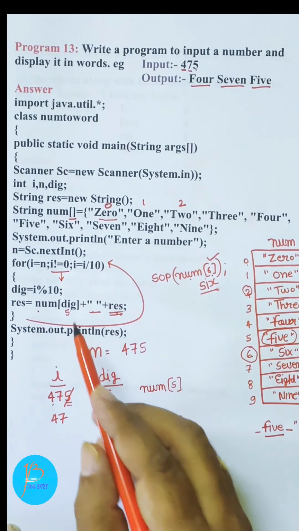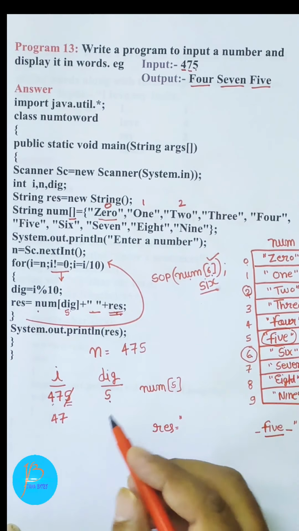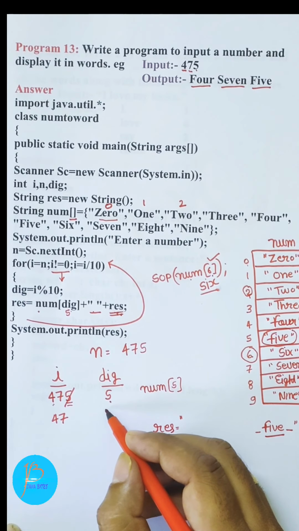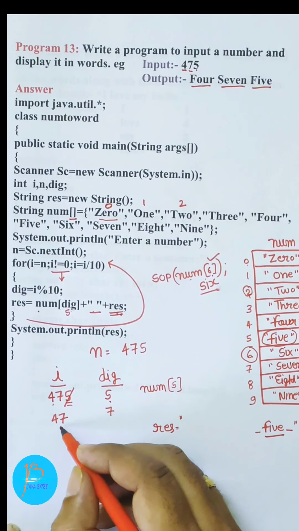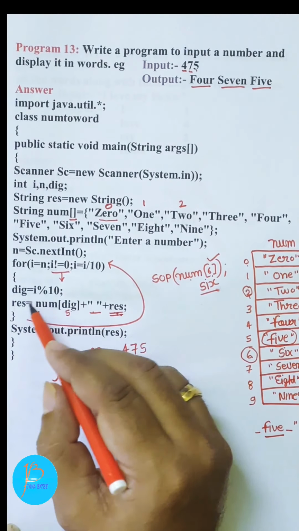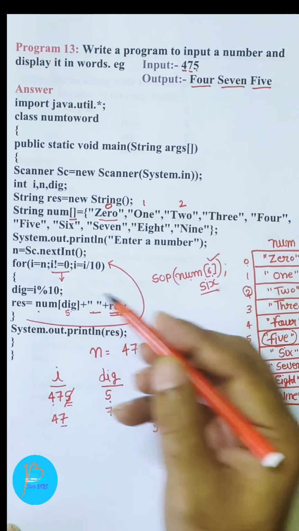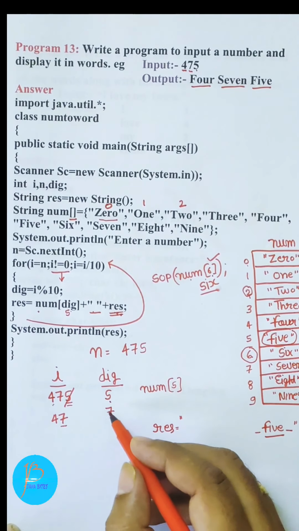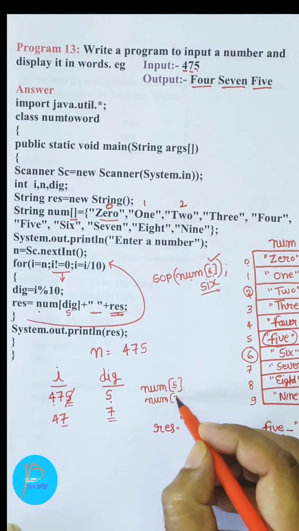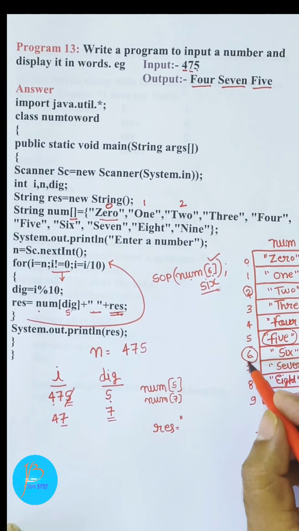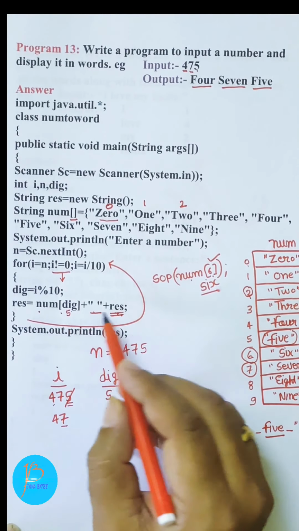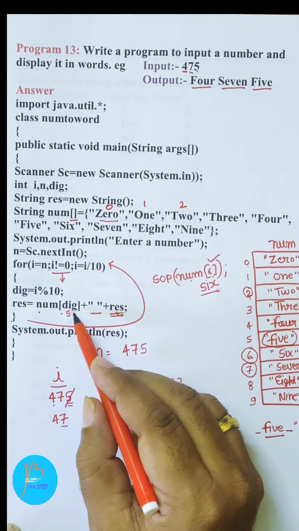So the control will come inside this equal to I modulus 10. Now children, we have to find out the remainder of 47 out of 10. So you know that it will also give you the last digit from the number, that is 7. After that, res equal to num dig. Now you know that the value of dig is 7. So now it will take out the num 7 from the array. So you know children, at the 7th index we are having the value 7. So this 7 will be added before the value of res.